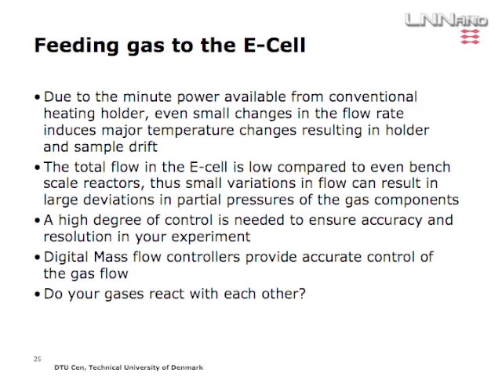We do that by using digital mass flow controllers, the most accurate ones you can get, I think. So you can control down to about 2 normal milliliters per minute. You can control the flow with 0.1 normal milliliter per minute accuracy.